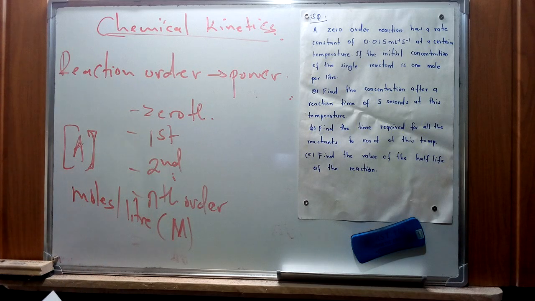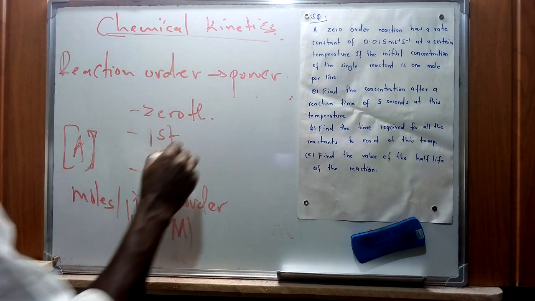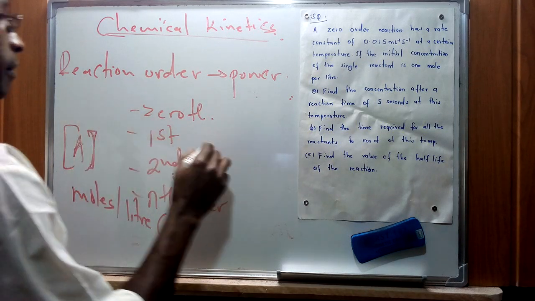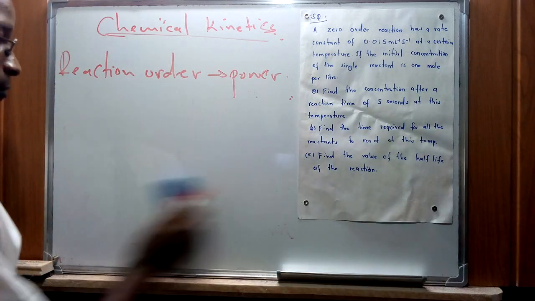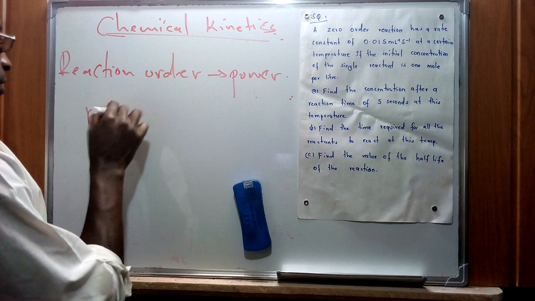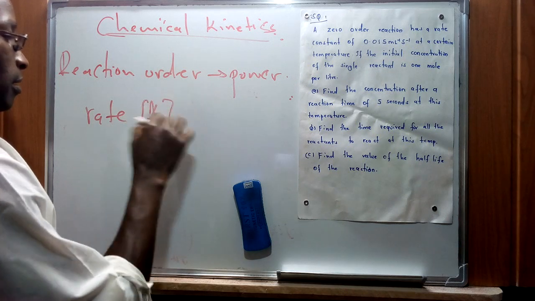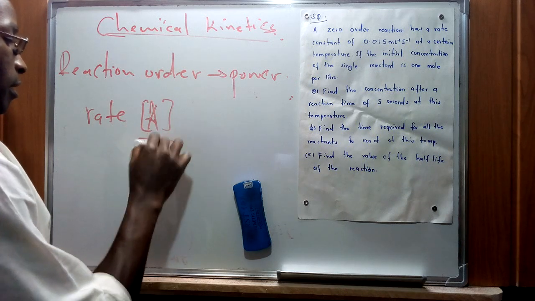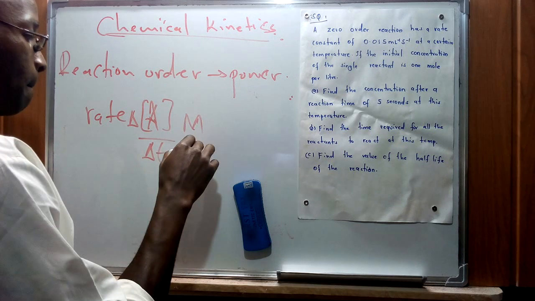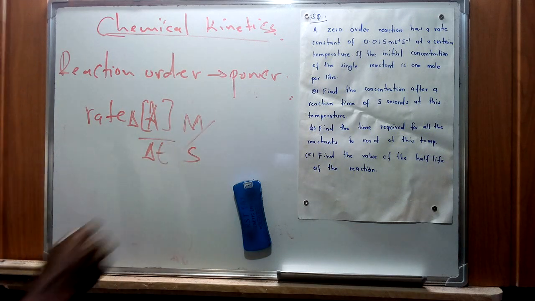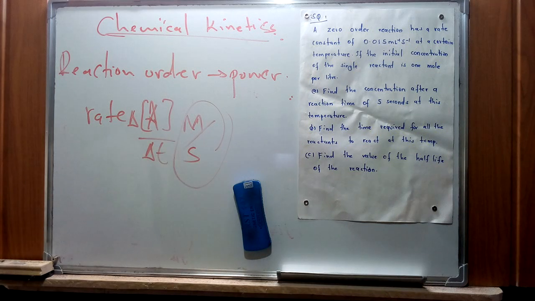So in that case, of course, we are going to see that the rate can be described, or the units for the rate, as change in concentration by change in time. This is molar per second. So in this case, these are the units that we're going to designate for concentration.